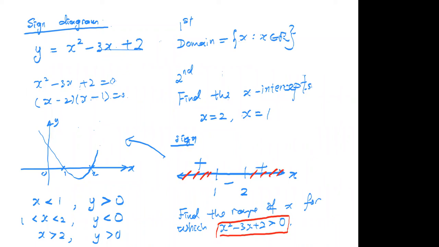So you just need to remember, first, you have to know the domain. Second, you have to know the x-intercept. If you get that right, even if you don't know the sign, if I ask you to draw a sign diagram, you only miss out 1 mark.